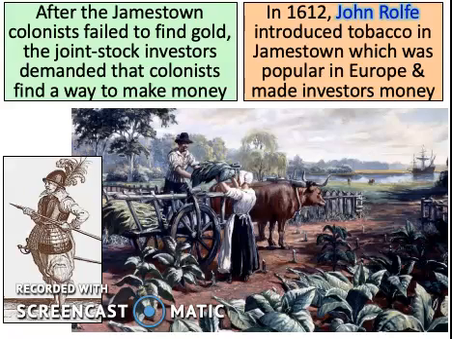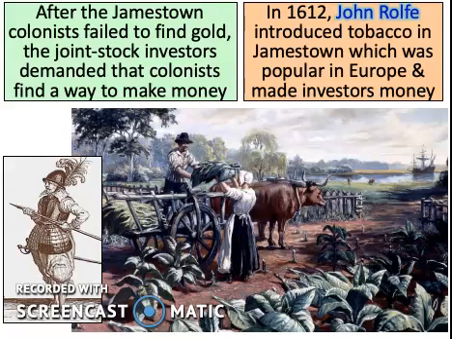And this is after Jamestown, when the residents fail to find gold, and the joint stock investors demand that they figure out some other way to make money. Now, tobacco becomes very, very popular. Tobacco had already been introduced by the Spanish. It was actually punishable by death for the Spanish to export tobacco seeds.